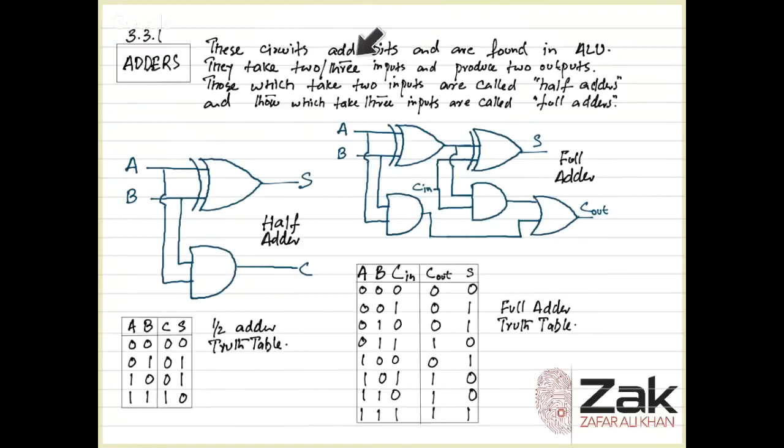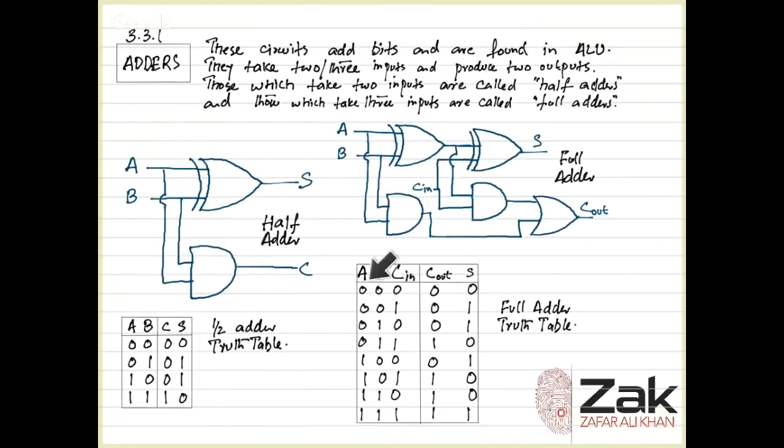They take 2 or 3 inputs and produce 2 outputs. Those which take 2 inputs are called half adders and those which take 3 inputs are called full adders, and these are their truth tables. You don't have to actually solve it, you have to just tell. So 0 plus 0 is 0, sum is 0. 0 plus 1 is 1, carry is 0. 1 plus 0 is 1, carry is 0. 1 plus 1 is 2, 0 is sum and carry is 1.